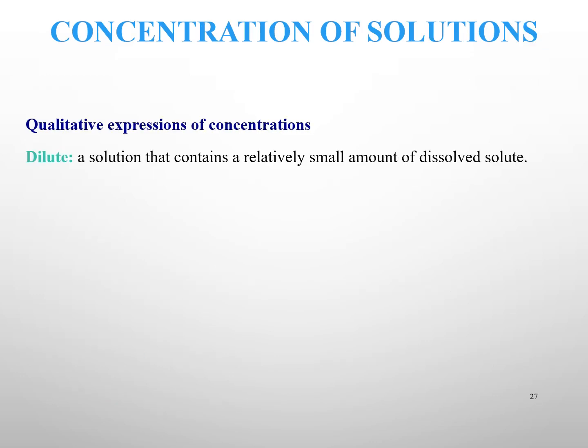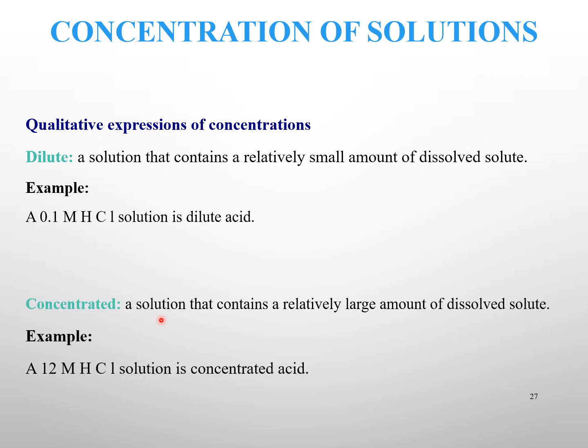So we want to talk about different ways of expressing concentration of solutions. We have dilute solution. That means it's small amounts of solute in it. So like 0.1 molarity of HCl is dilute hydrochloric acid. If it's concentrated, it has a lot of solute in there. So for example, 12 molar HCl solution is concentrated acid. So 12 molar versus 0.1, 12 is considered concentrated, 0.1 is considered dilute.